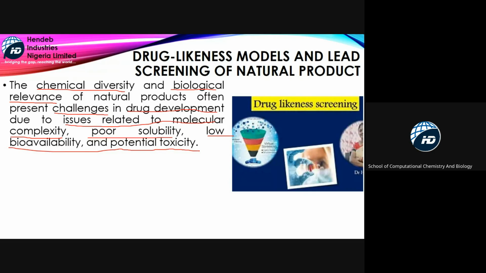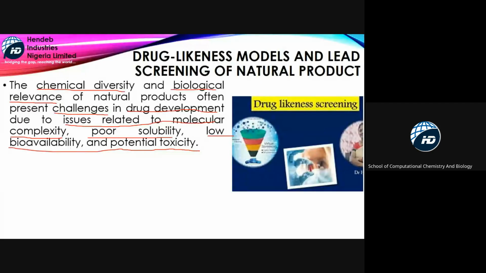One of my students on Wednesday shared a research done by some postdoctoral students. They were working on a biopesticide, similar to what we are doing in Hendeb. But they wanted to spray it as an aerosol, and they noticed that the particular natural product they got from the plant was insoluble. So they had to look for a way to make it soluble. These are challenges you may have in natural products.